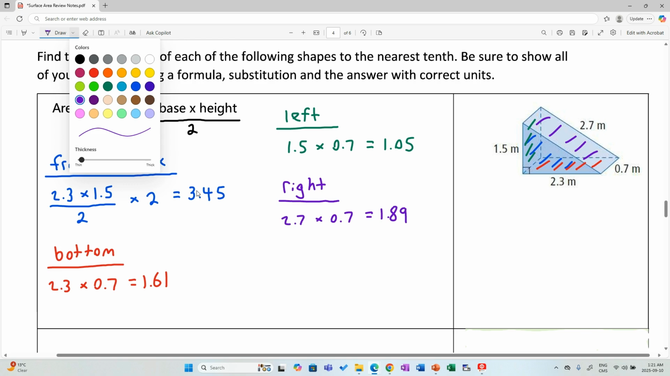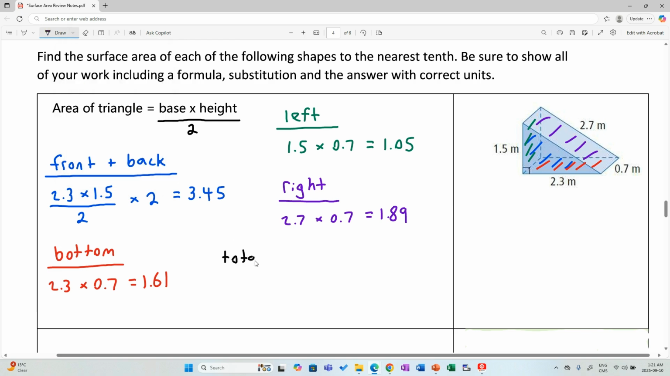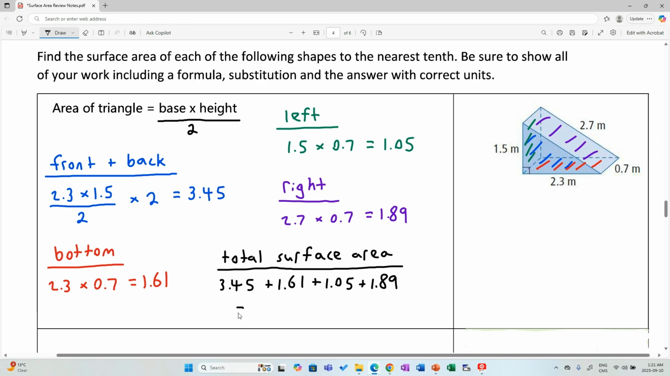And now that I have found the front, the back, the bottom, the left, and the right, all 5 sides, I add them together to get the total surface area. So total surface area is going to be 3.45 plus 1.61 plus 1.05 plus 1.89. And that's going to equal 8 meters squared.